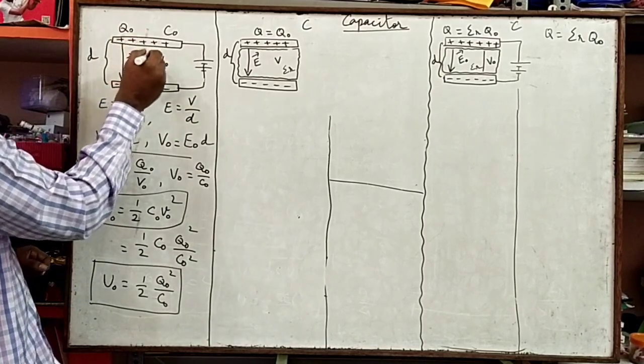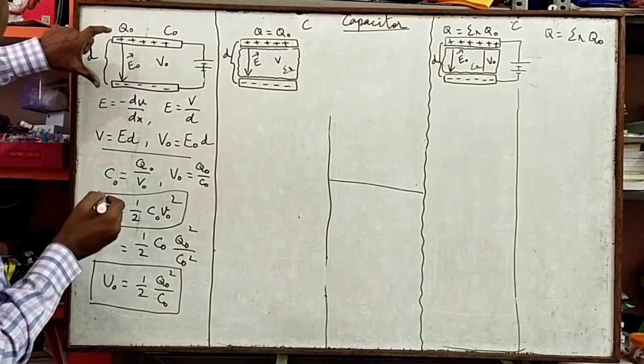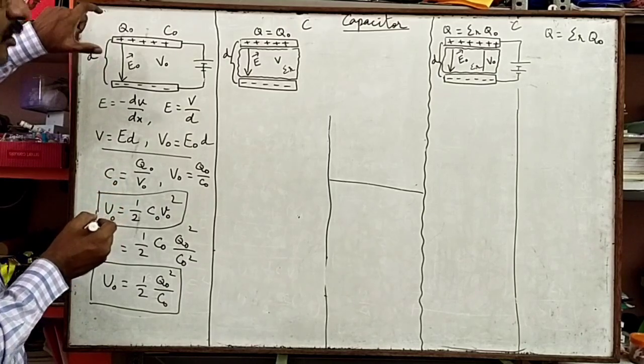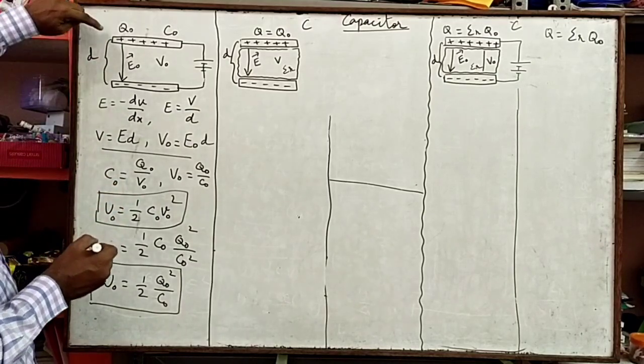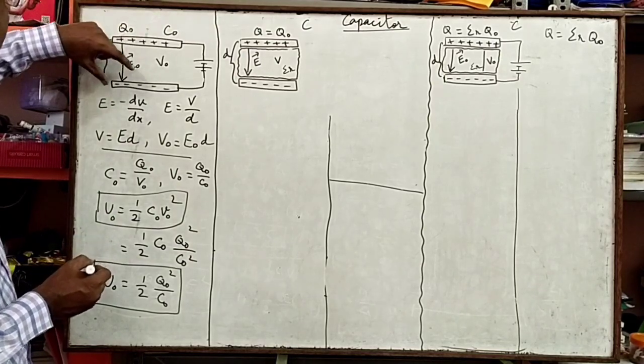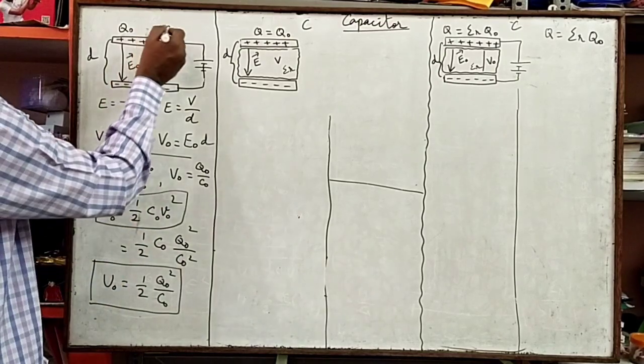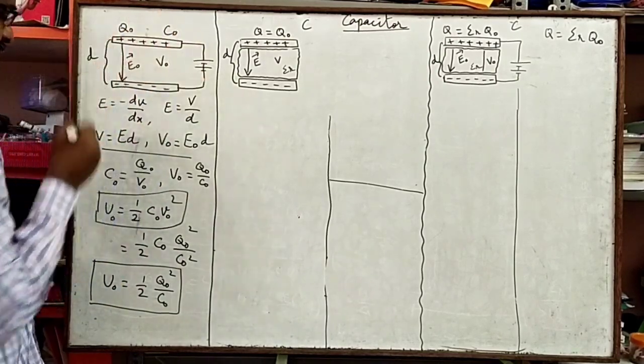Q0 is the charge present in a capacitor, especially in one plate, because if we calculate the total charge in a capacitor, that will be equal to 0. For example, here if I have 1, 2, 3, 4, 5 positive charges plus 5 negative charges, the total charge in a capacitor is 0. C0 is the capacitance of the capacitor.